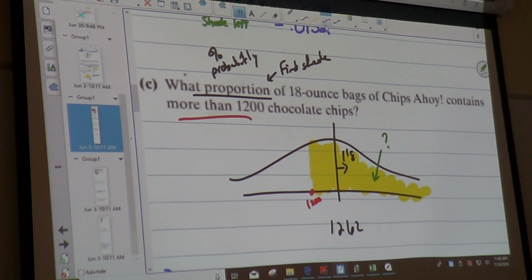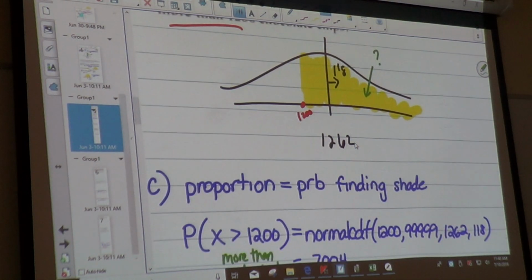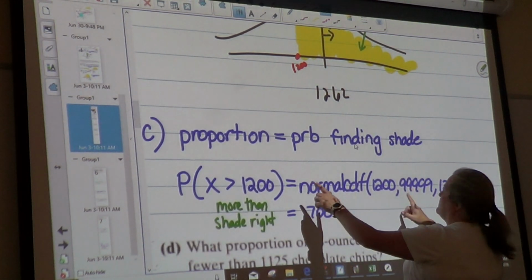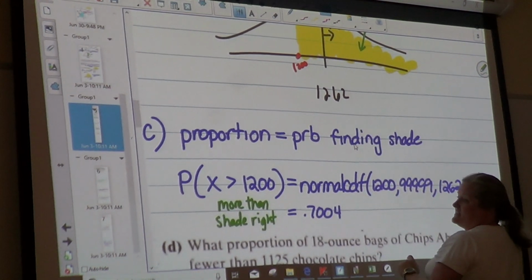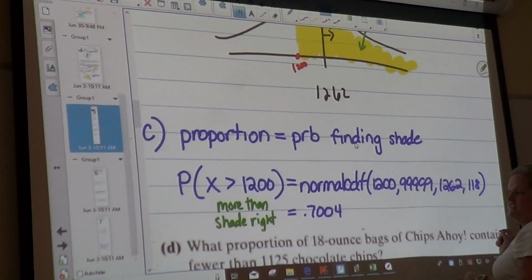Where does it begin? 1200. Where does it end? Positive 9999. And my mean and my standard deviation. So 1200 to positive 9999, with my mean and my standard deviation, it's about 70% shaded.